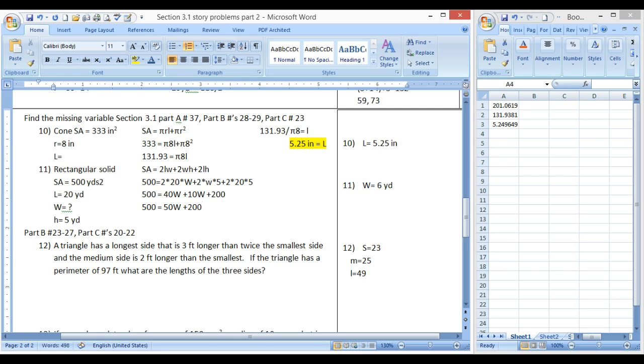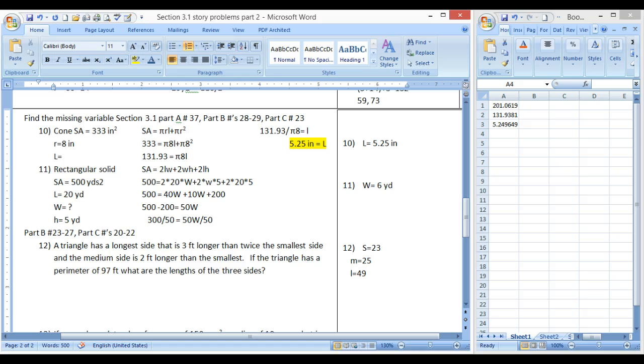Now I need to continue to isolate the W, so I'm going to subtract 200 from both sides. Subtracting it from the right side will cancel. Subtracting it from the left side, 500 minus 200 is 300, equals 50W. There we go. Now I need to isolate the W, so I need to do the opposite, which is divide by 50. That will cancel out the 50s on this side. Take 300 and divide it by 50.